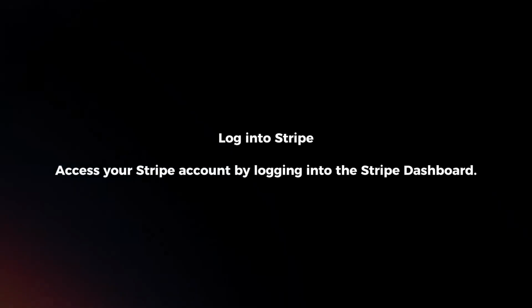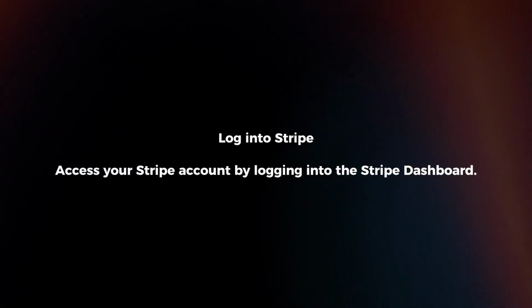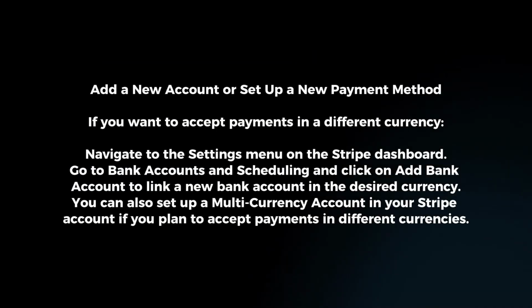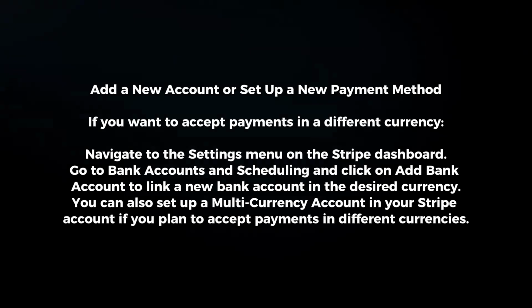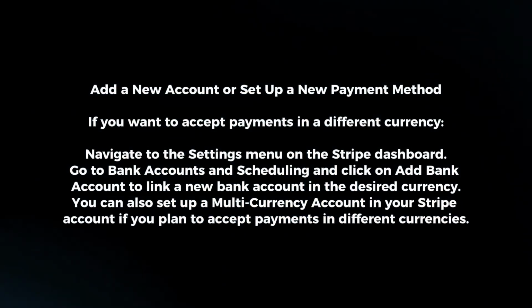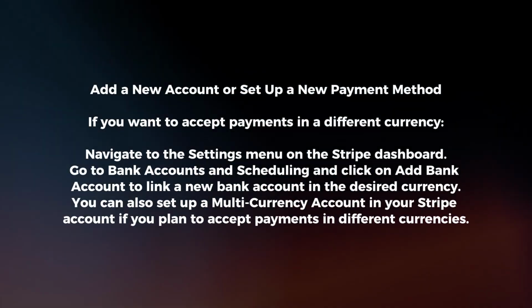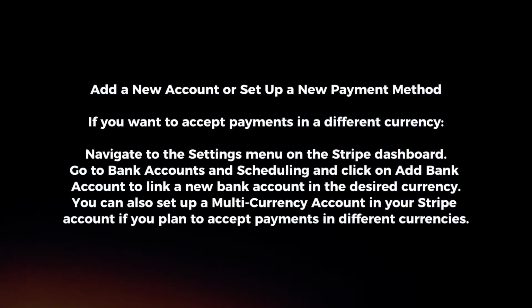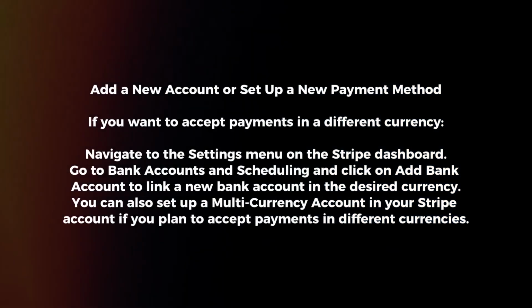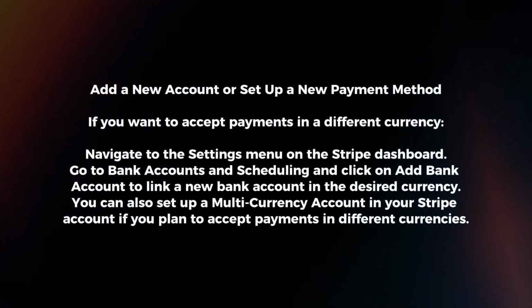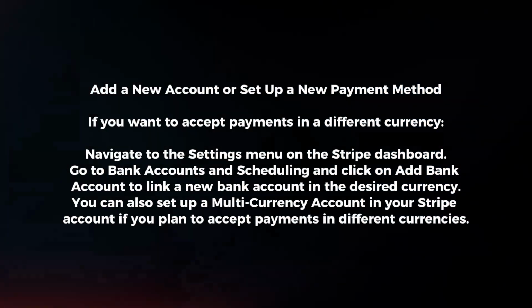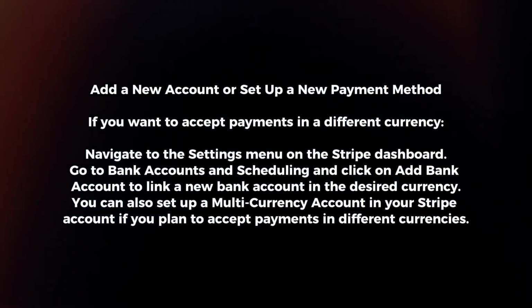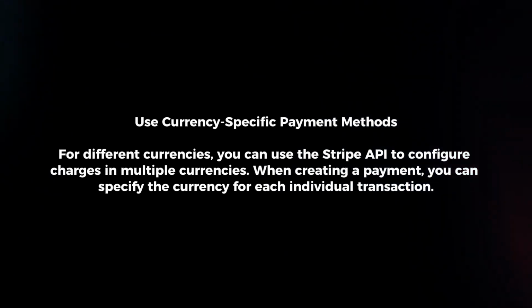Log into Stripe. Access your Stripe account by logging into the Stripe dashboard. Add a new account or set up a new payment method. If you want to accept payments in a different currency, navigate to the settings menu on the Stripe dashboard. Go to Bank Accounts and Scheduling and click on Add Bank Account to link a new bank account in the desired currency. You can also set up a multi-currency account in your Stripe account if you plan to accept payments in different currencies.